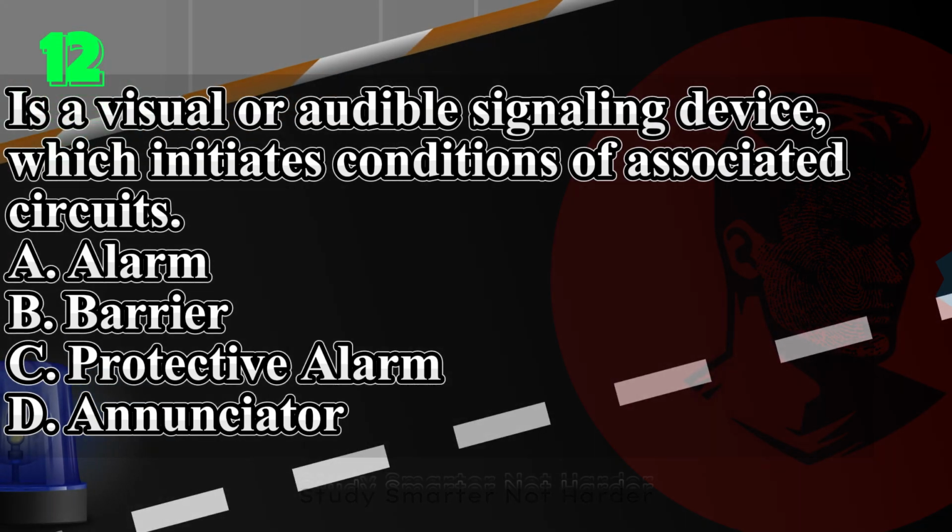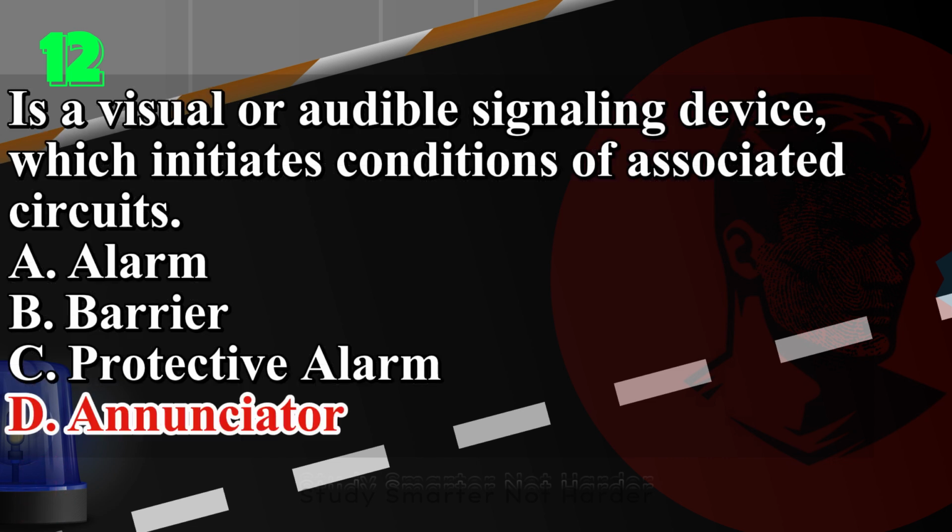12. It is a visual or audible signaling device which initiates conditions of associated circuits. A. Alarm. B. Barrier. C. Protective alarm. D. Annunciator. Answer: D. Annunciator.